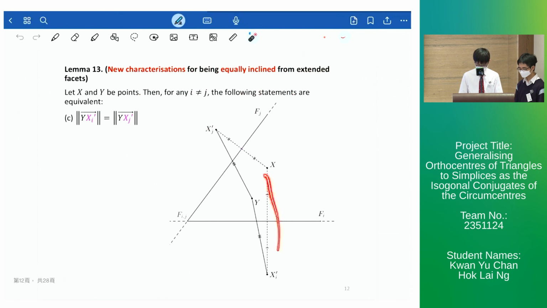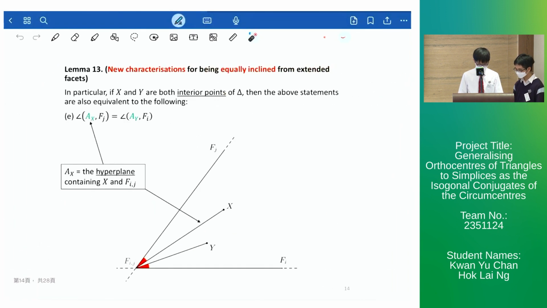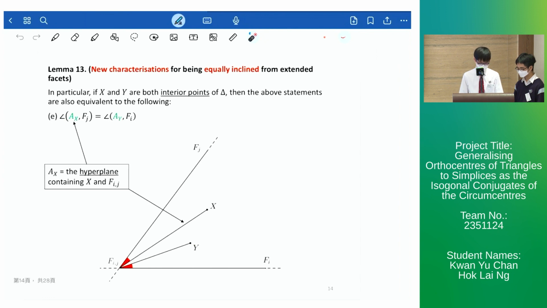C. Recall that Xi prime and Xj prime are the reflections of X across Fi and Fj. This condition says that they are equidistant to Y. D. If Xi's and Yi's are the barycentric coordinates of X and Y with respect to the vertices Vi's of the simplex, then this equation holds. In the case where X and Y are both interior points, we have condition E, that the hyperplane AX containing X and Fij and the hyperplane AY containing Y and Fij are equally inclined from Fi and Fj.